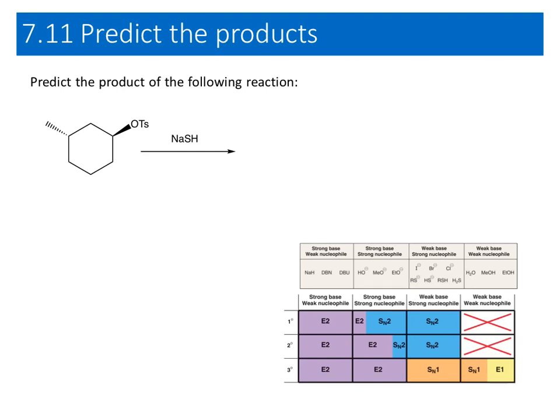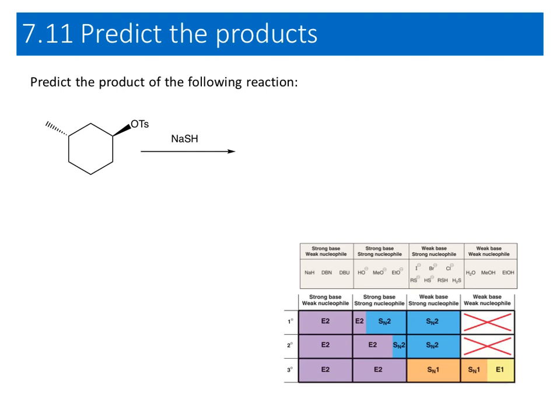So the first step is to look at the reagent. The reagent that we have here is sodium hydrosulfide, a sulfur-containing molecule, and in the chart the sulfur-containing molecules are right here. So they are weak bases and strong nucleophiles. Now if you look at this table, with weak bases and strong nucleophiles, either SN2 or SN1 can happen.